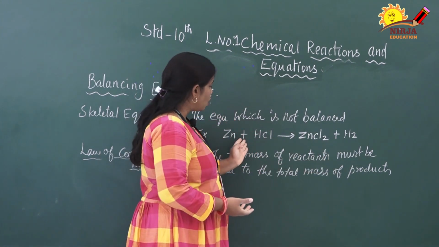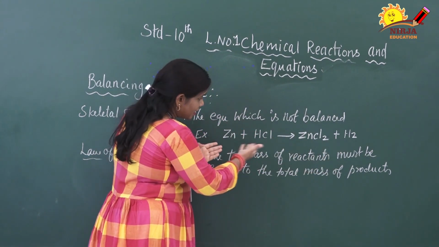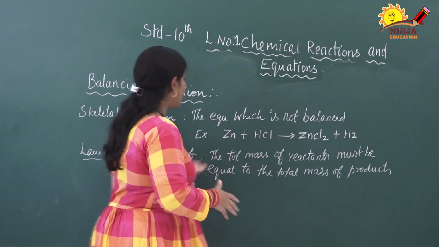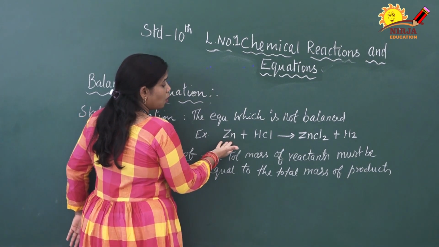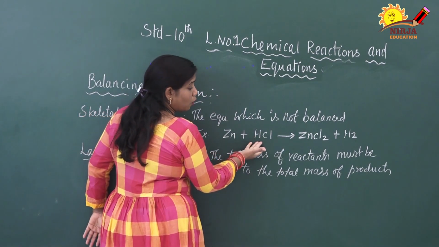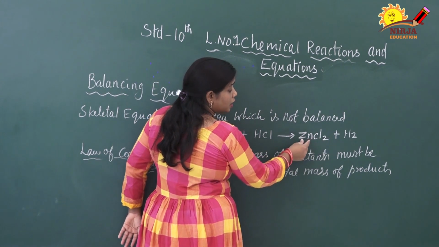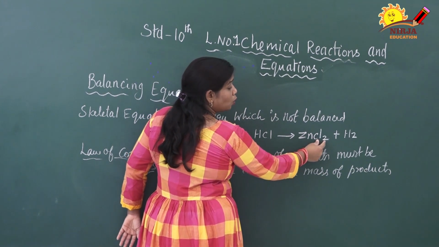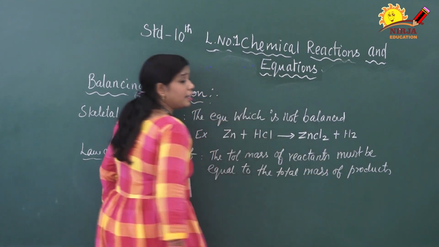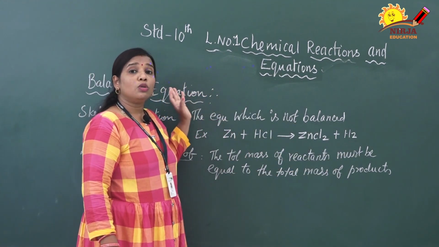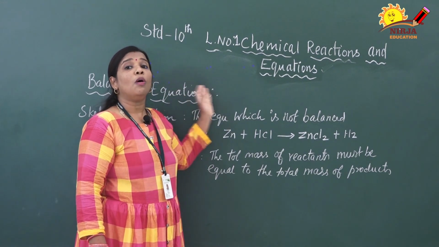Now just look at this equation. You have to balance the equation. If you notice, zinc is only one, hydrochloric acid also one, but the product is zinc chloride. Zinc is 1 but chlorine is 2, along with 2 hydrogen also present. So we have to balance the equation. The skeletal equation we have to balance.